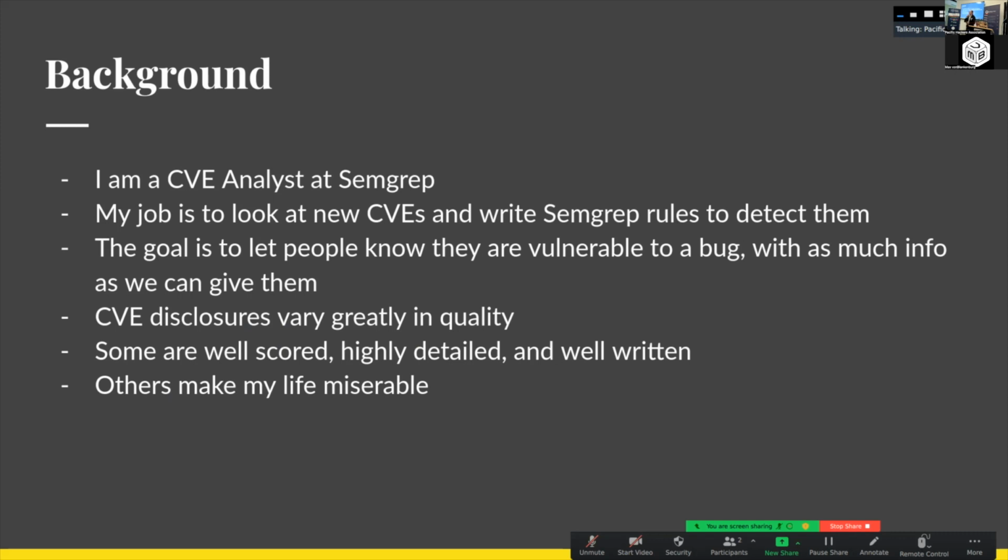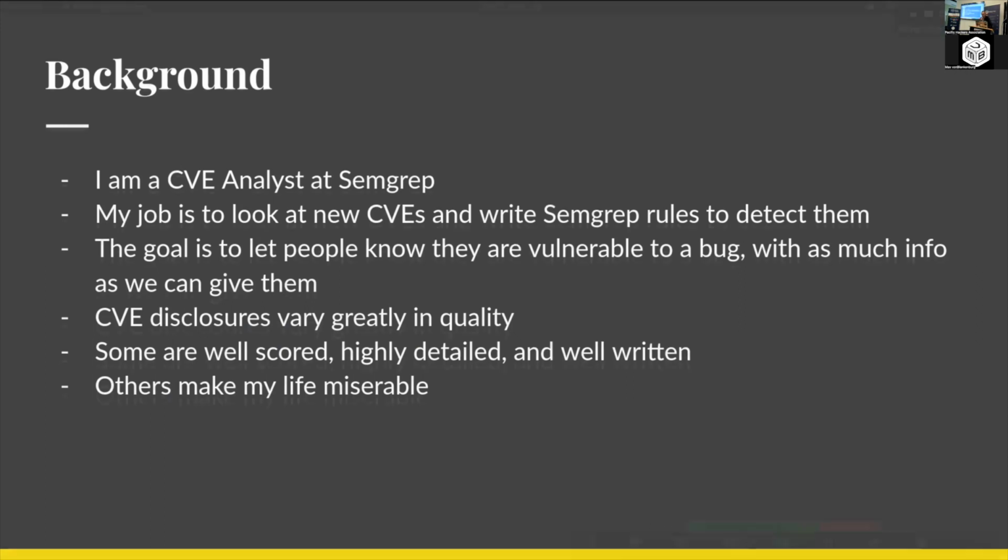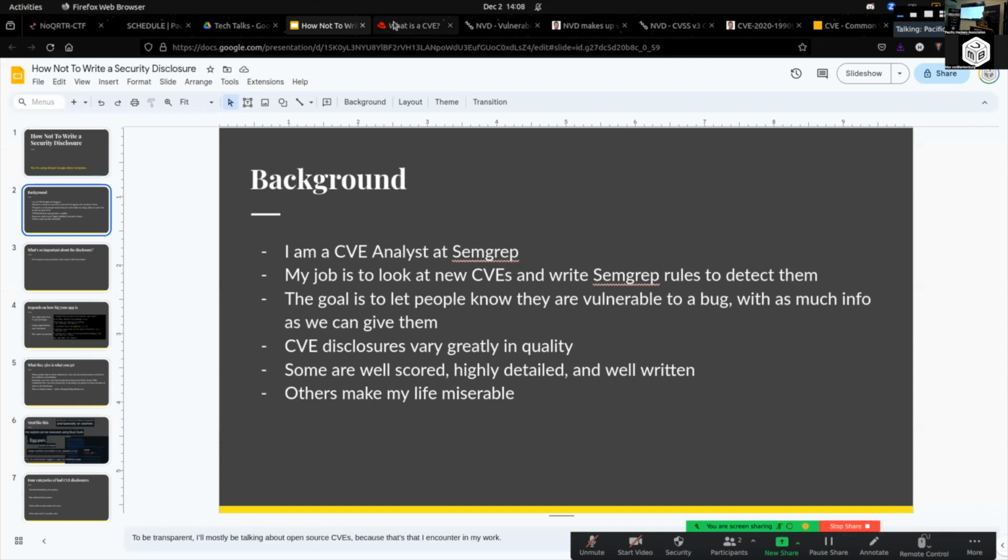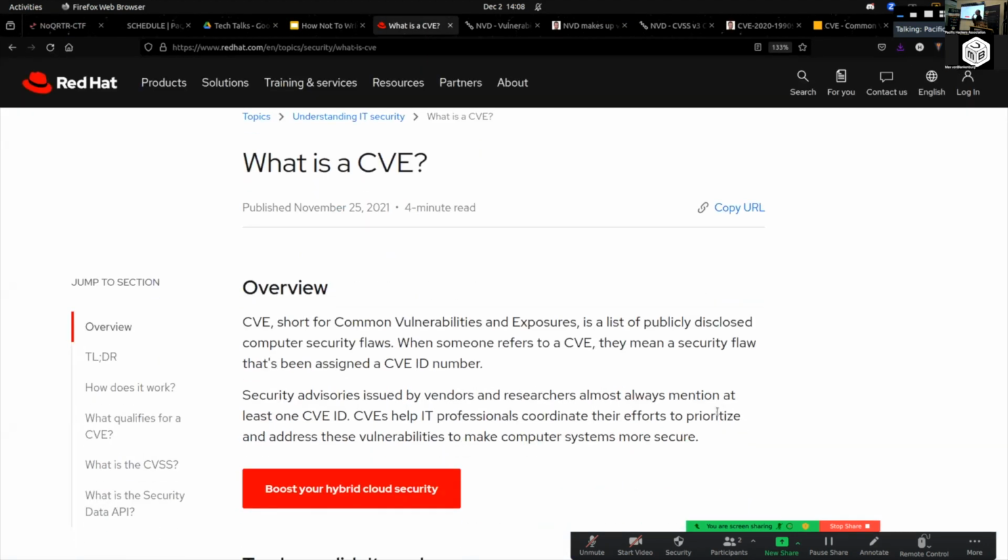Does anyone know what CVE stands for? Common Vulnerabilities and Exposures. Yeah. I have a definition up here. It's a list of publicly disclosed computer security flaws. So these are your Log4j, your SolarWinds, any bug that's in software that's a CVE. It gets a CVE ID.